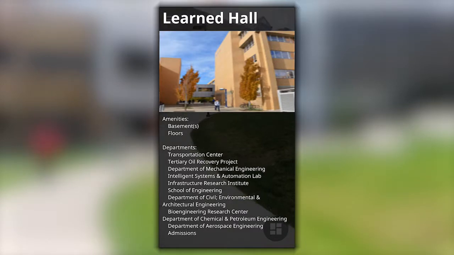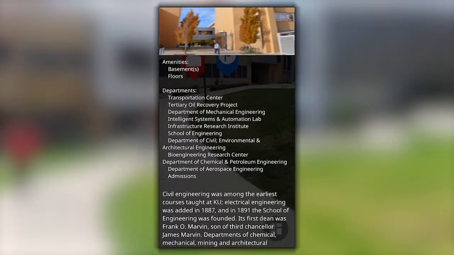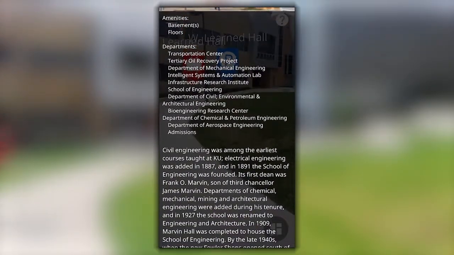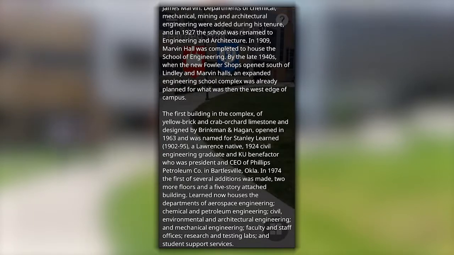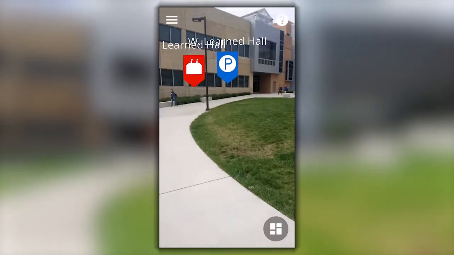At the top is a thumbnail image. Under the picture, there is detailed information about amenities and departments inside Learned Hall. If we keep going down, it will show us a brief history of this historical building.